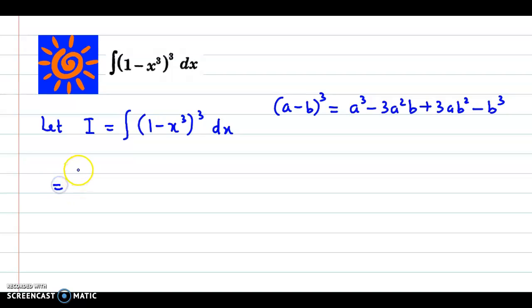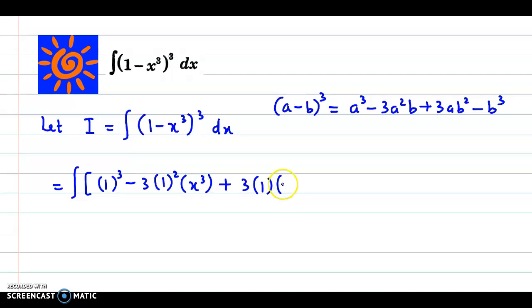So applying the formula we obtain a cube, that's 1 cube, minus 3 into a square, that is 3 into 1 square, into b, which is x cube, plus 3 into a, that is 1, into b square, that is (x cube) the whole square, minus b cube, that is (x cube) the whole cube.